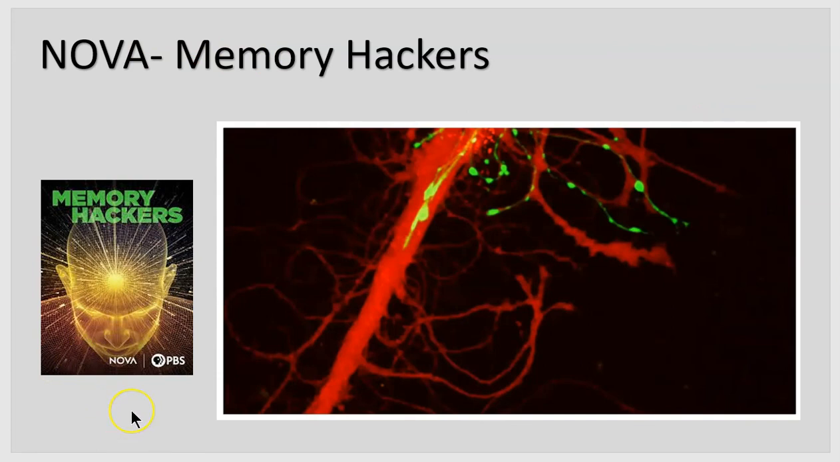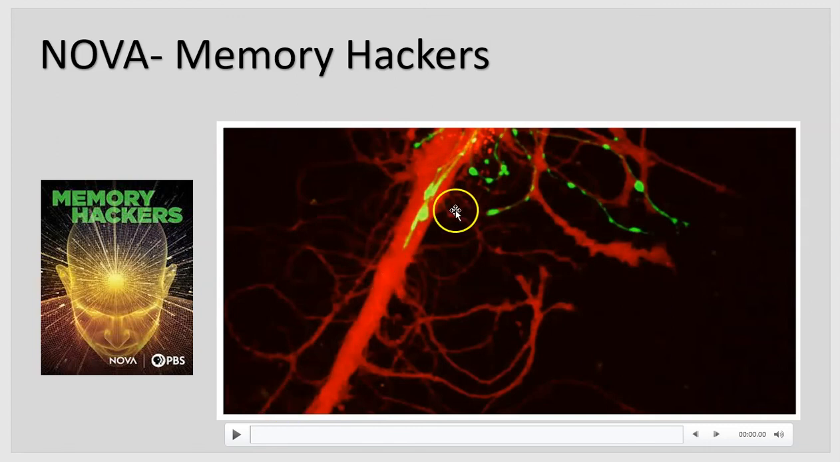In a film that we saw in class called Memory Hackers, Eric Kandel and his team were showing us the development of a memory right before our eyes as they were stimulating neurons in a petri dish. The red branching structure would be the dendrites of a neuron, and the green fluorescent structures here would be the axons and the axon terminals making synapses on the target neuron, the red neuron here.